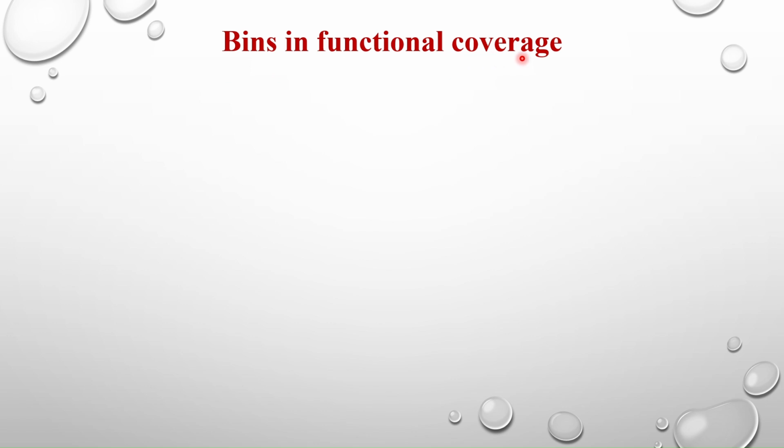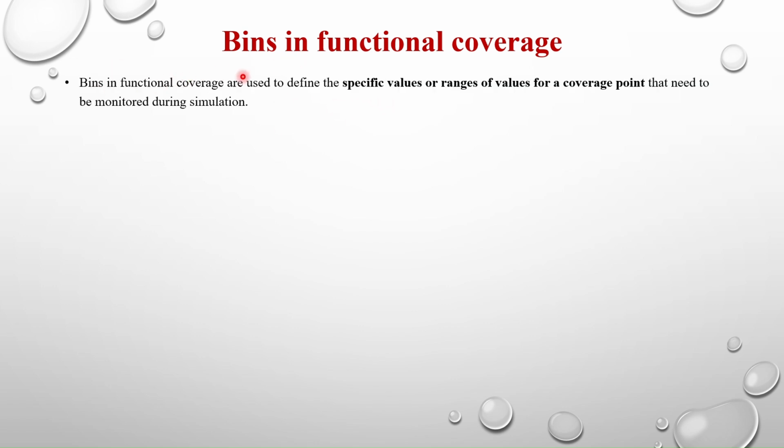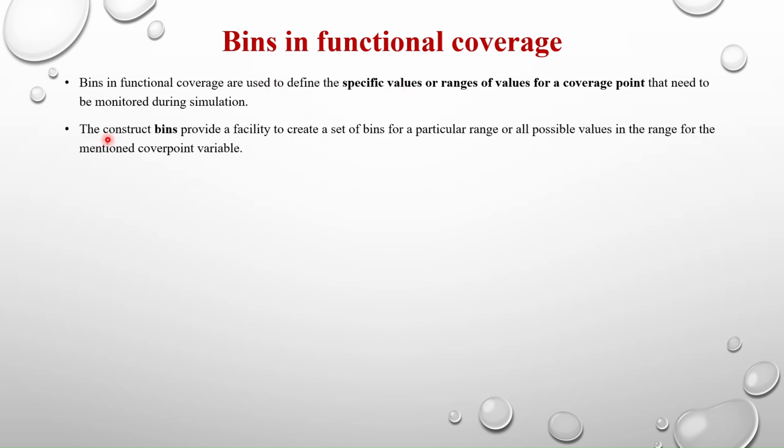Now we will see bins in functional coverage. In the last slide I told you that each coverpoint is associated with single or multiple bins. So what are bins? Bins is a keyword. Bins in functional coverage are used to define the specific values or ranges of values for a coverpoint that need to be monitored during the simulation. The bins construct provides a facility to create a set of bins for a particular range or all possible values in the range for the mentioned coverpoint variable. This is the definition of bins.